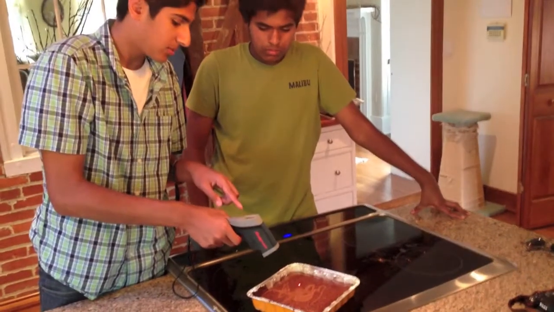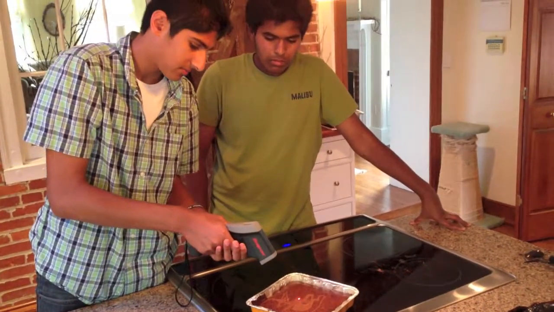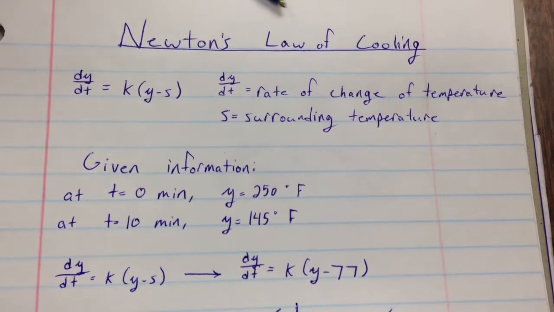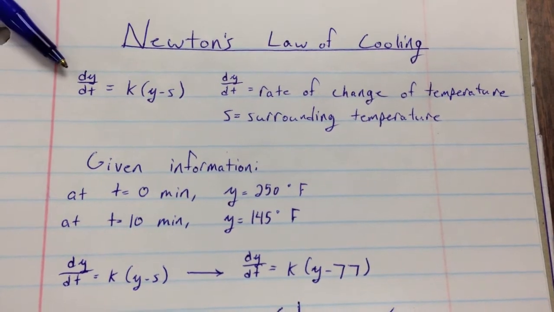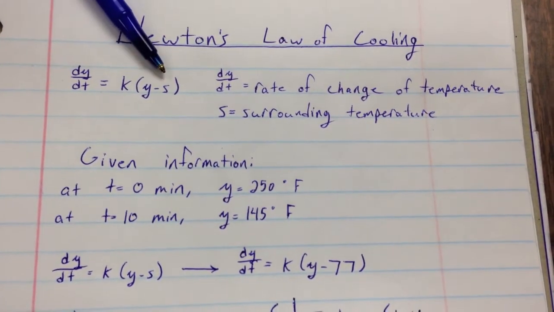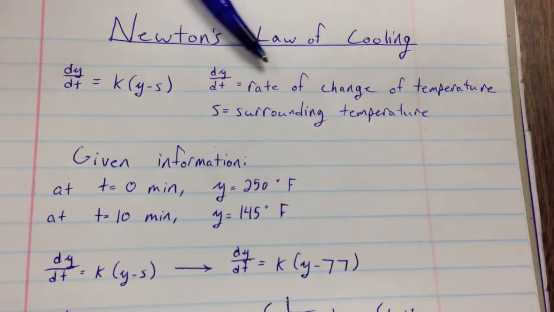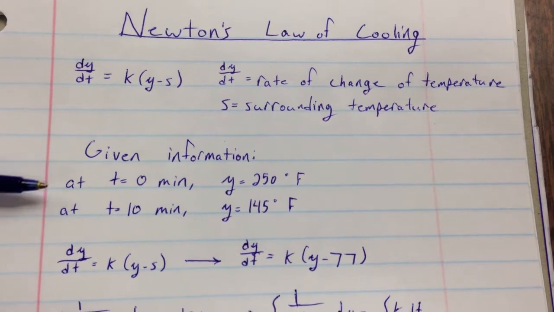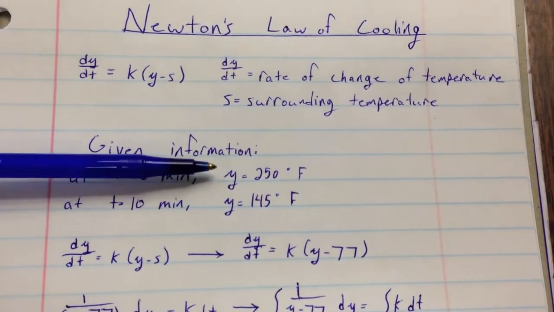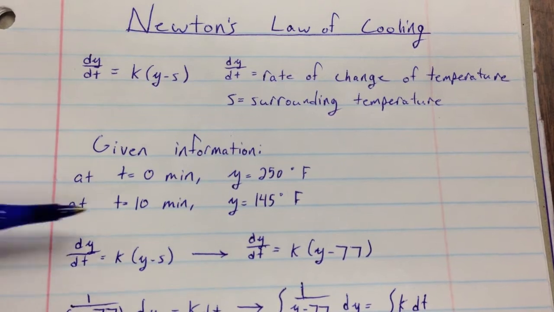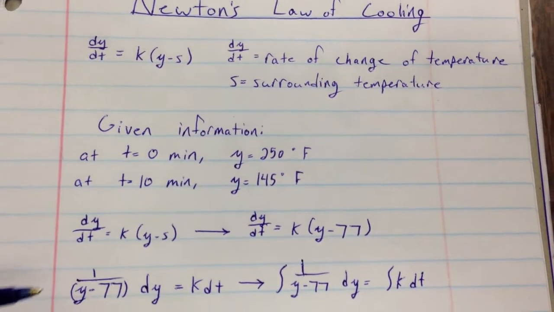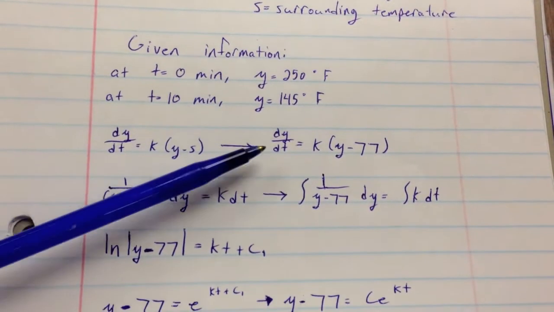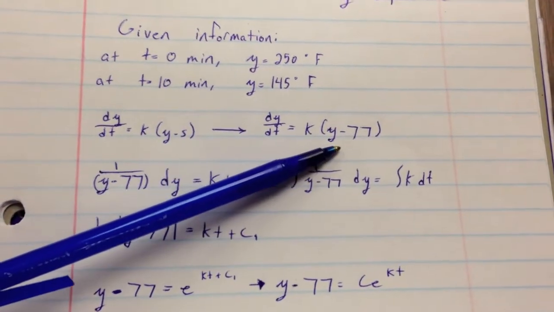See, at time equals 0, temperature is 250. Alright, so we're going to find when Sean was killed using Newton's law of cooling, and that states that dy over dt equals k times (y minus s), where dy over dt is the rate of change of temperature, while s is the surrounding temperature. Now we're looking at our given information. At t equals 0 minutes, y equals 250 degrees Fahrenheit, and at t equals 10 minutes, y equals 145 degrees Fahrenheit. So we have dy over dt equals k times (y minus s). We put in the 77. dy over dt equals k times (y minus 77).